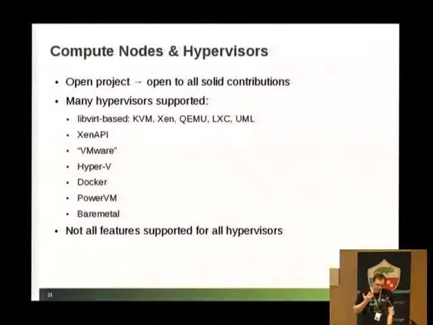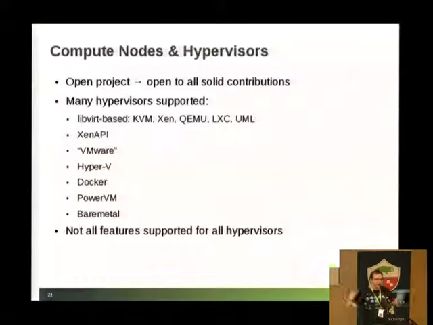Most people just use KVM by default. It's working pretty well. But people might want to use Xen because they're more comfortable with it, for instance. Then you have Xen API, which is a different version of Xen made by Citrix and so on. You can have VMware, Hyper-V, Docker, PowerVM, bare metal, and so on. And what's crazy is that all of these hypervisors you can actually use together in the same cloud.